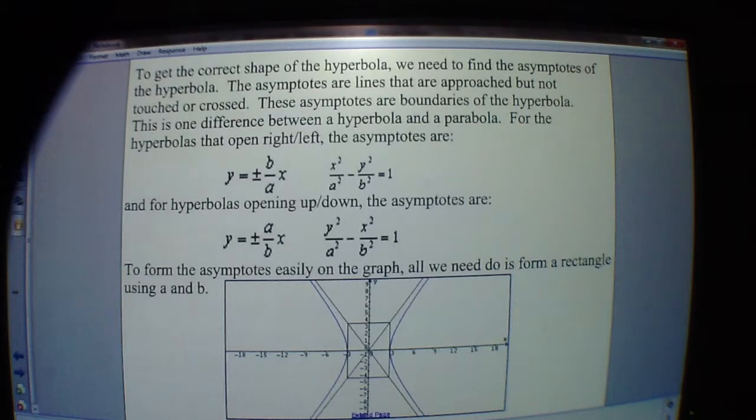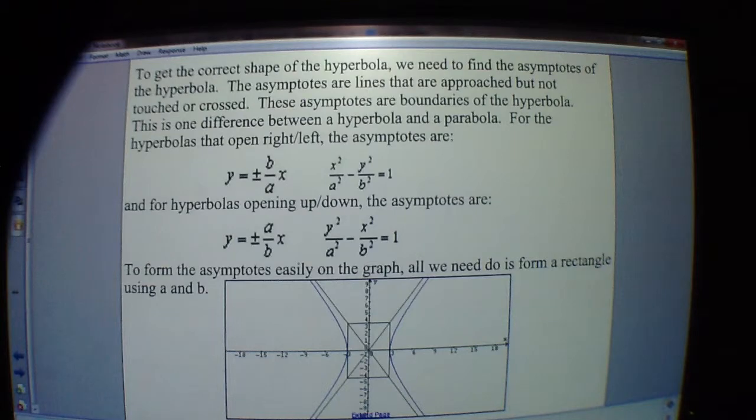To get the correct shape of the hyperbola, we need to find the asymptotes of the hyperbola. These asymptotes are lines that the hyperbola approaches but does not touch or cross. These asymptotes are boundaries of the hyperbola. This is how we have a difference between a hyperbola and a parabola.